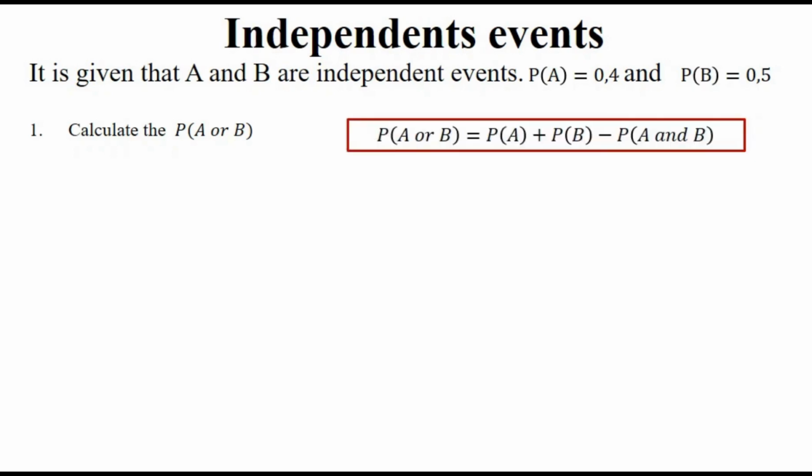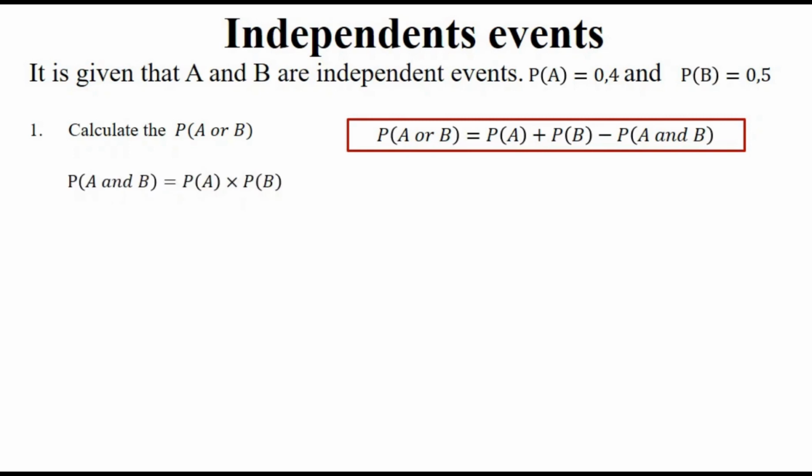Remember that the two independent events are defined by the equation: the probability of A or B is equal to the probability of A plus the probability of B, then minus the probability of A and B. So this is the equation that describes the independent events. Now, before you calculate the probability of A or B, you need to know the probability of A and B. How do we get that?